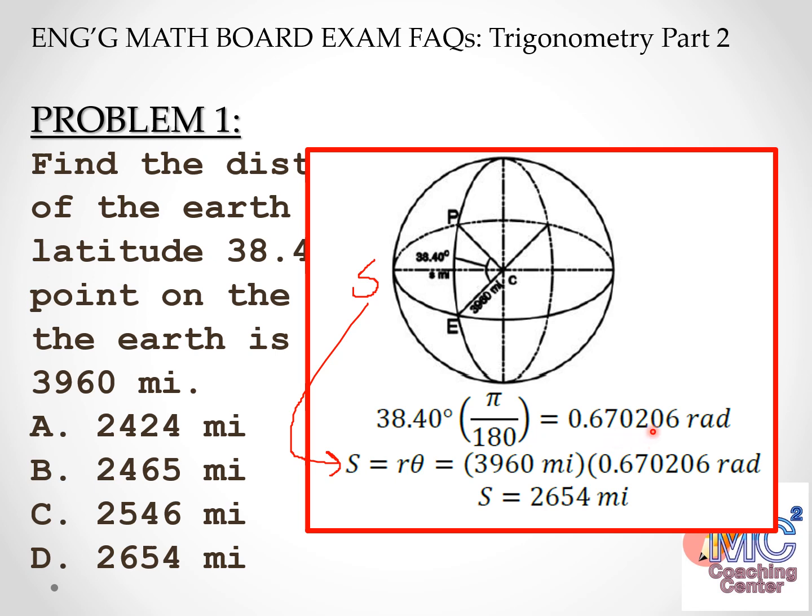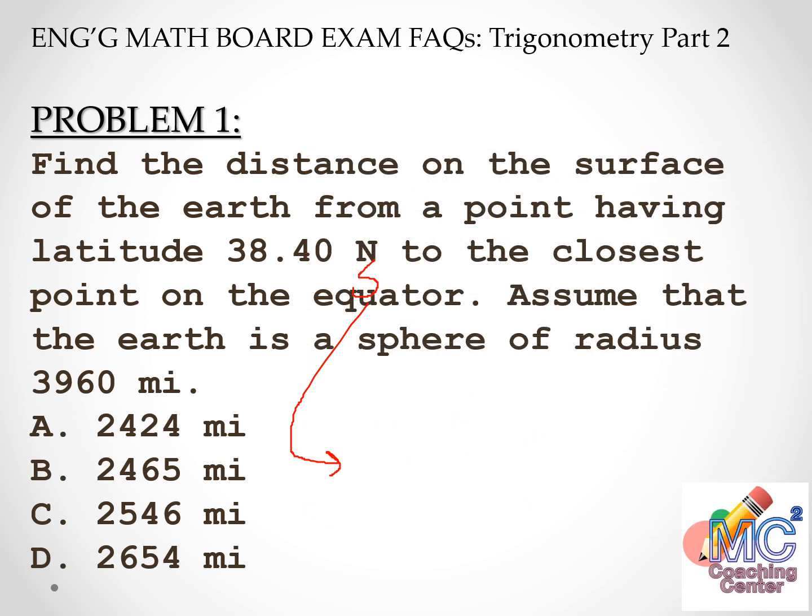So, equals 0.67670206 radian. After that, isa-substitute na lang natin sa formula, which is S equals R theta. Ang R, given sa problem, that is 3,960 miles. Ang theta is 0.67 radian. So, pag isolve natin, S equals 2,654 miles. And from the choices, that is letter B.